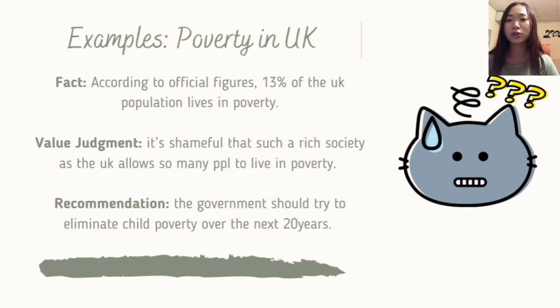And example number 2, it's shameful that such a rich society as the UK allows so many people to live in poverty. So it shows the opinion and judgment that we have towards the issue. And last example, the government should try to eliminate child poverty by the next 20 years. So people are giving their recommendation to the government to tackle the poverty issue.